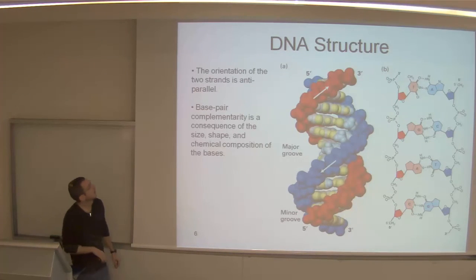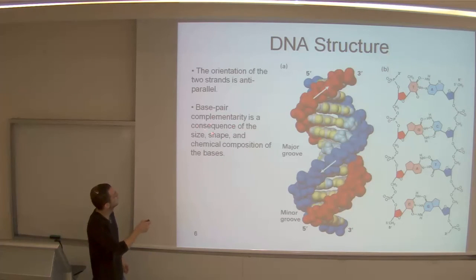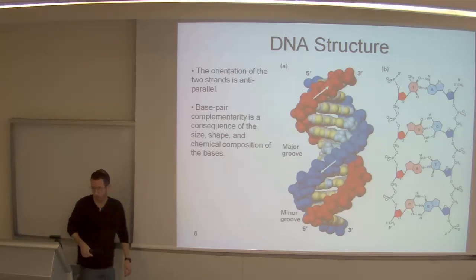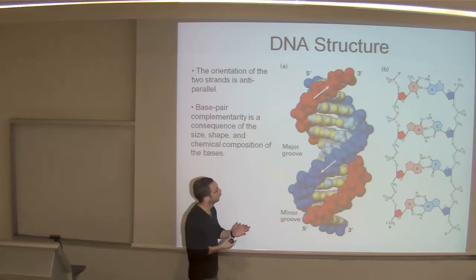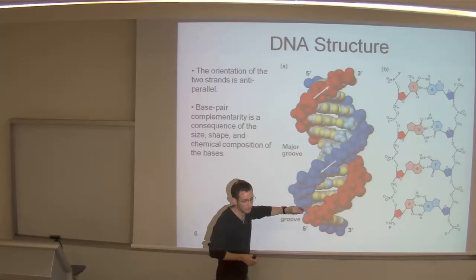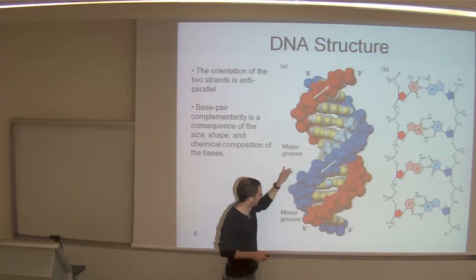And they are the consequence of the shape and the size and the distance between each of the bases in the nucleotides. In the DNA double helix, two grooves are formed: a major groove and a minor groove.